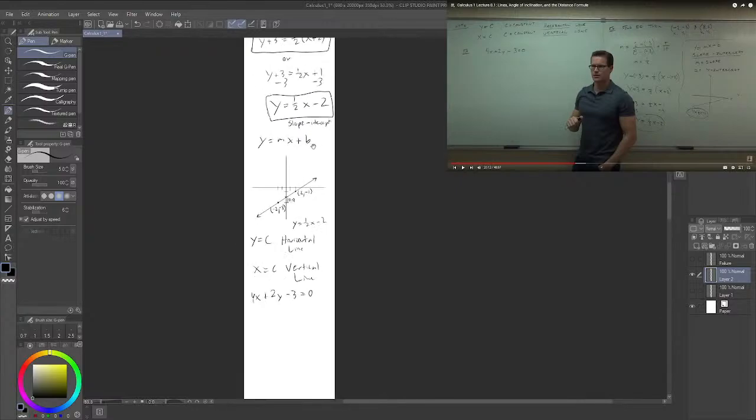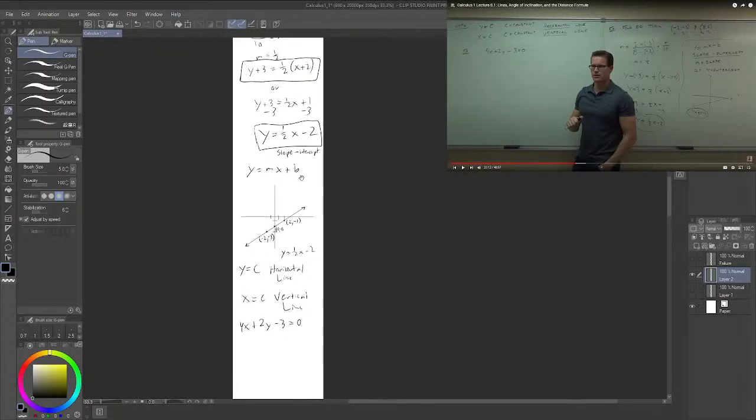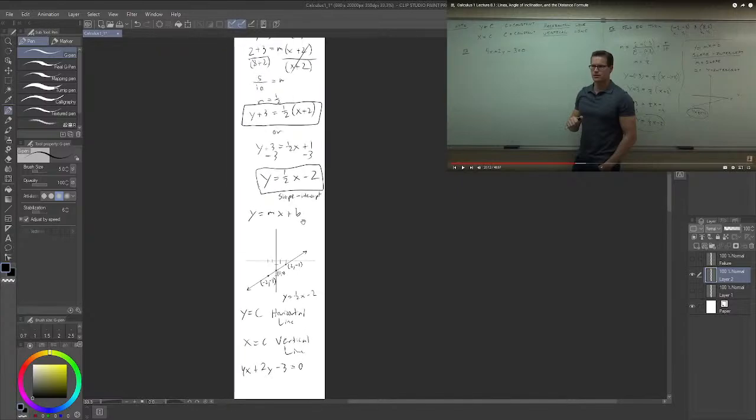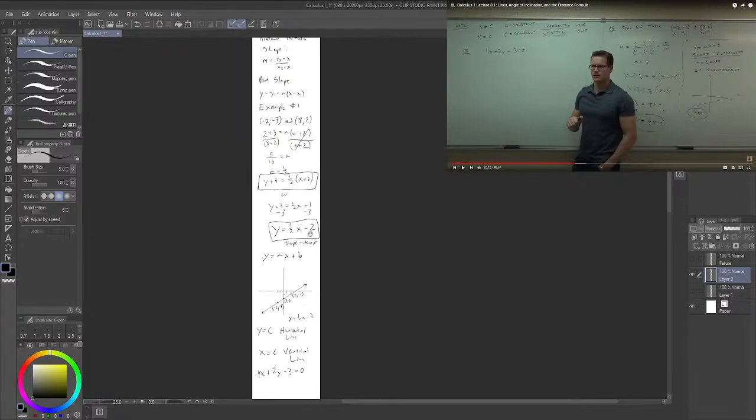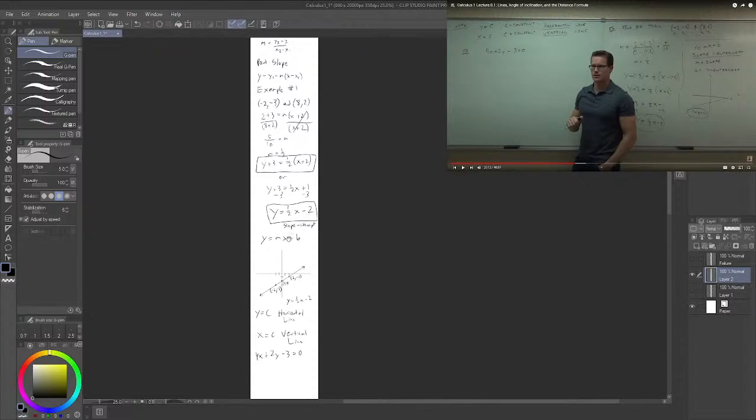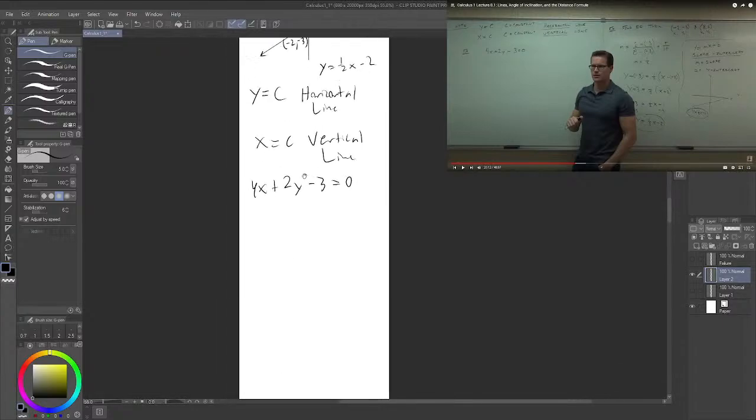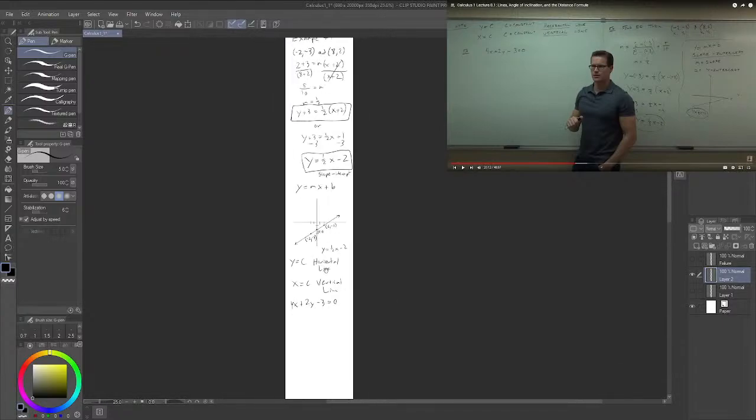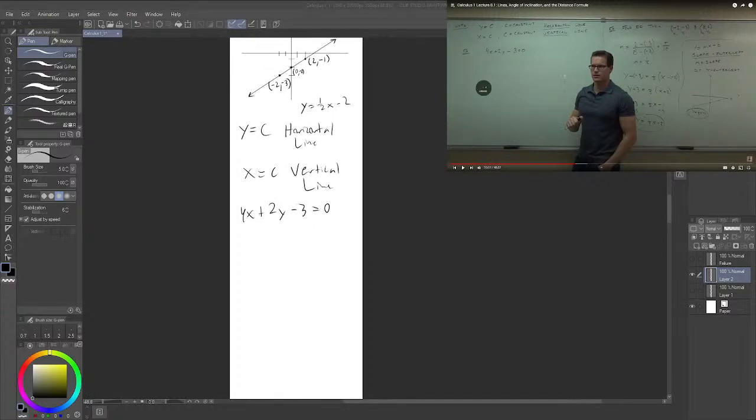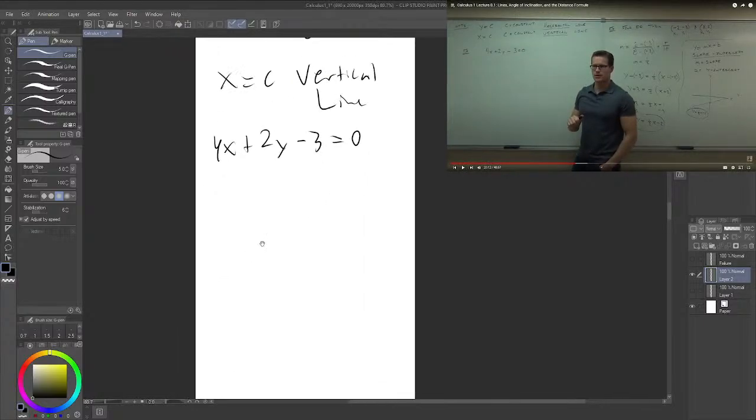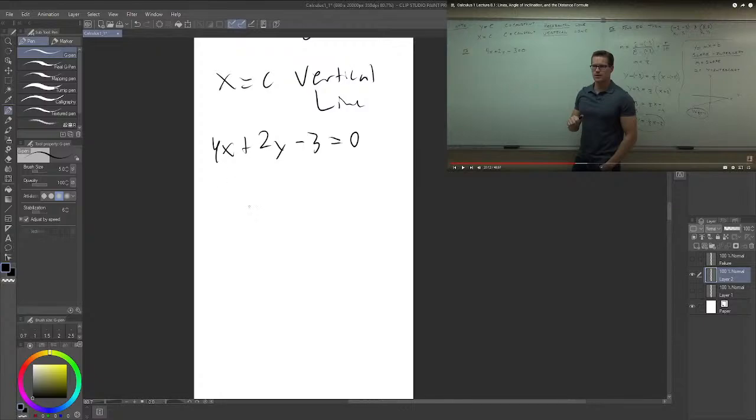So if you look at slope-intercept, where is it? Well, okay, wait, did he say slope-intercept or point slope? Oh yeah, I said point slope.